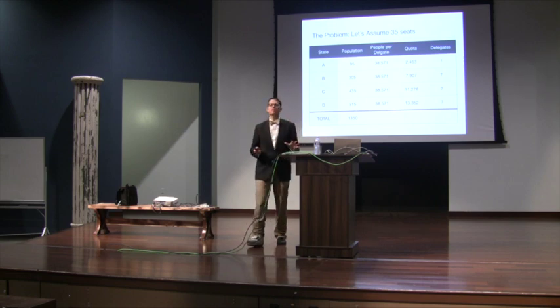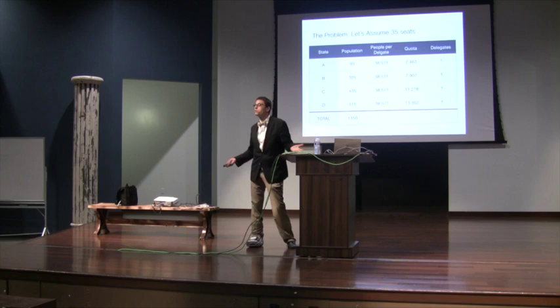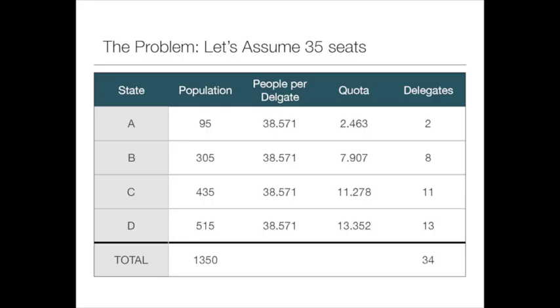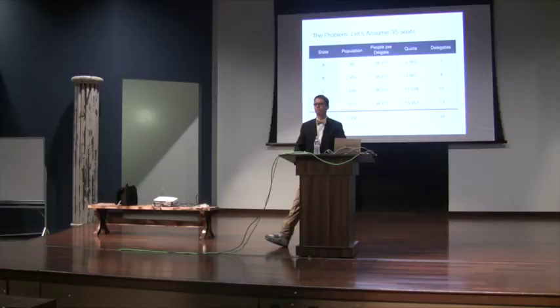The first obvious answer is, we just round, right? This makes great sense. So I'm going to go ahead and round them. I'm going to take 2.4 and take it down to 2. 7.9 makes great sense, that's really close to 8. 11 is closer to 11. 13 is closer to 13. This makes pretty good common sense to most people.